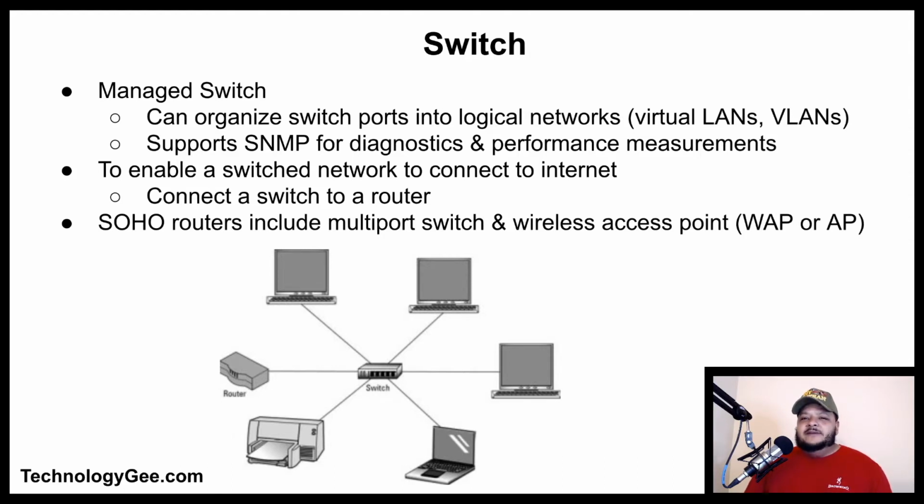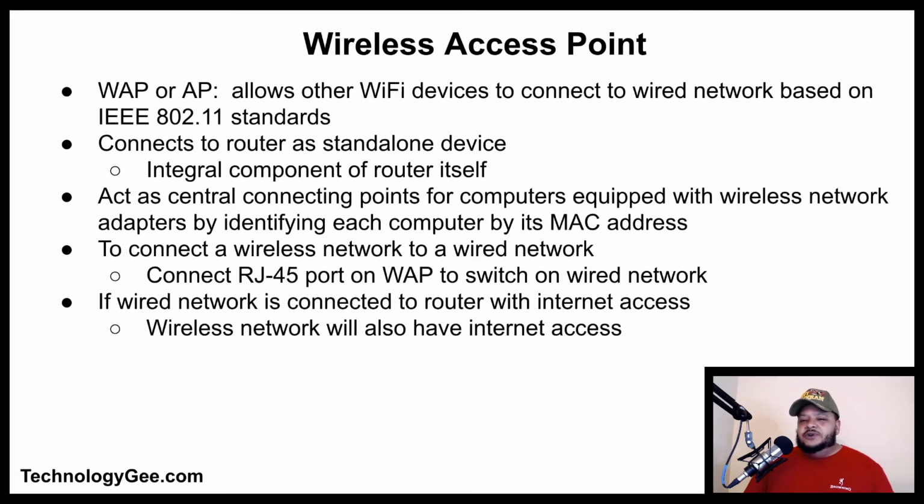Many networks made for home or small offices include a multi-port switch and a wireless access point. A wireless access point, also known as a WAP or an AP, is a networking hardware device that allows other Wi-Fi devices to connect to a wired network based on the IEEE 802.11 standards. The wireless access point usually connects to a router via a wired network as a standalone device, but it can also be an integral component of the router itself.